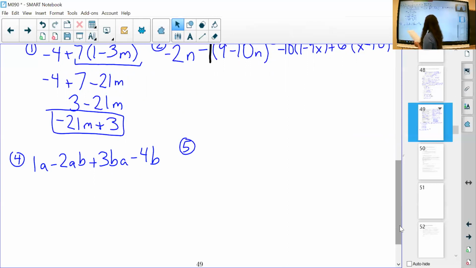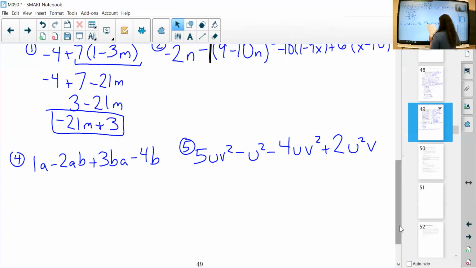And example 5. 5uv squared. Notice I'm being careful to make sure my u's and my v's look very different. Minus u squared minus 4uv squared plus 2u squared v minus v. Okay, lots of terms. What I notice is that I have uv squared, u squared, uv squared. Okay, those are the same. U squared v, regular v.